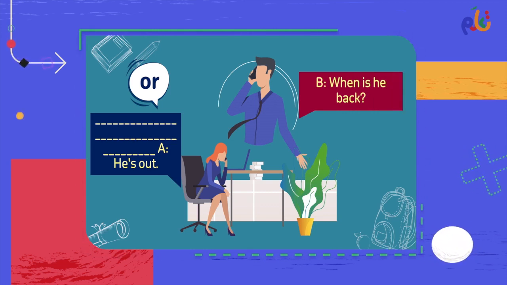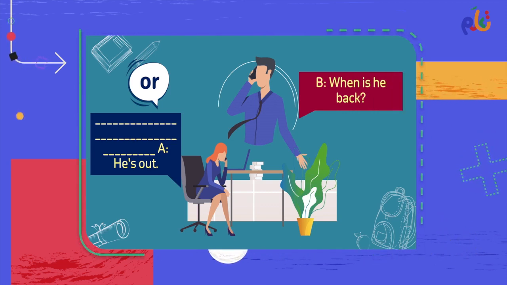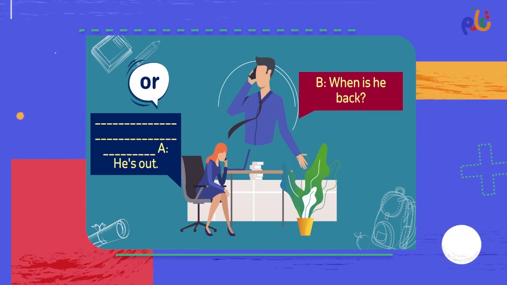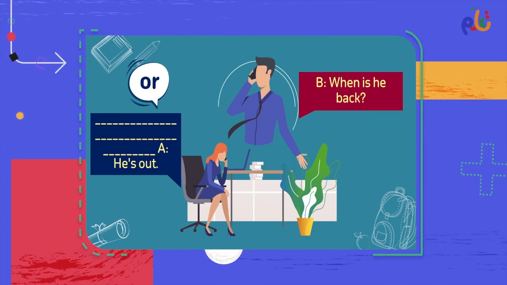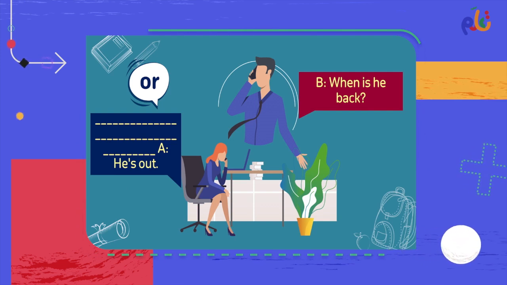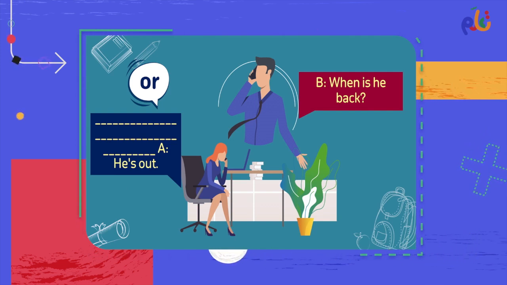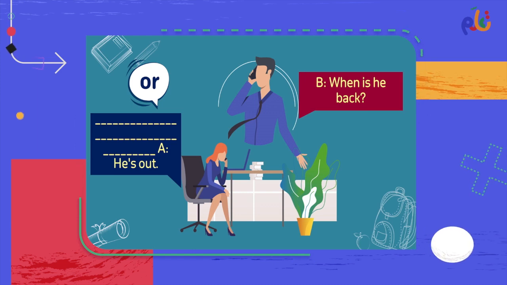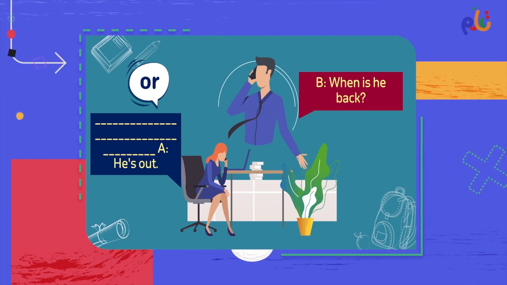When is he back? Is this a nice way? Can I talk to your father? He's out. This is not very polite. So, I am afraid he's not available. I am afraid he's out. I am sorry he's out. So these are different ways to say the thing in a nice way.